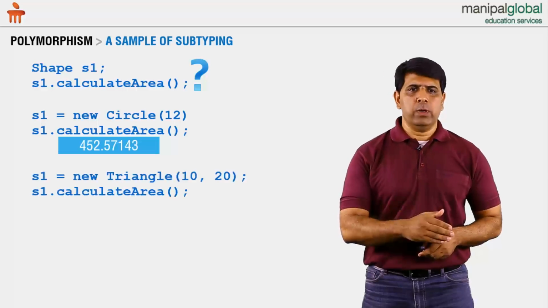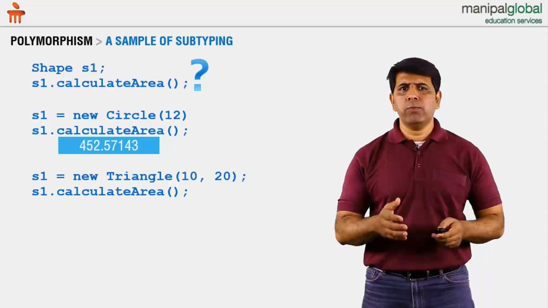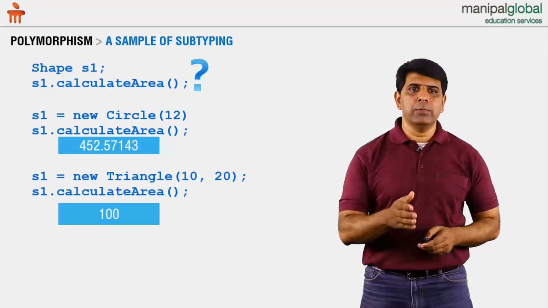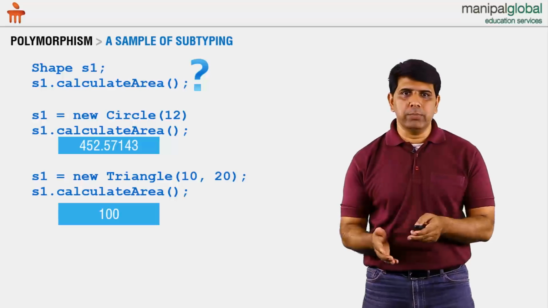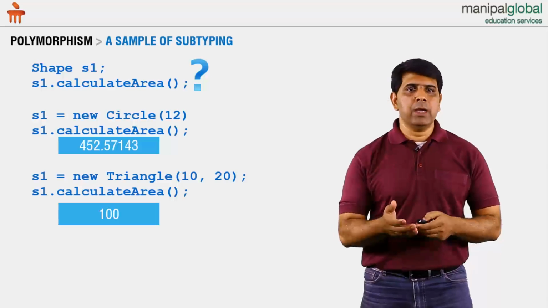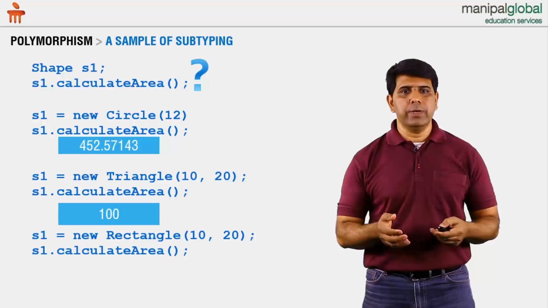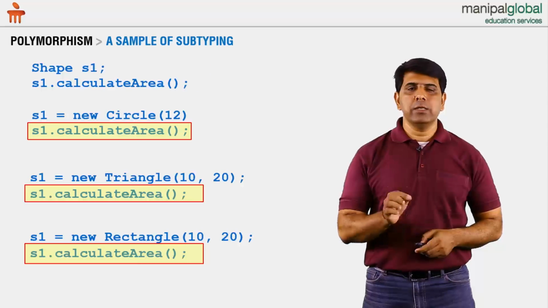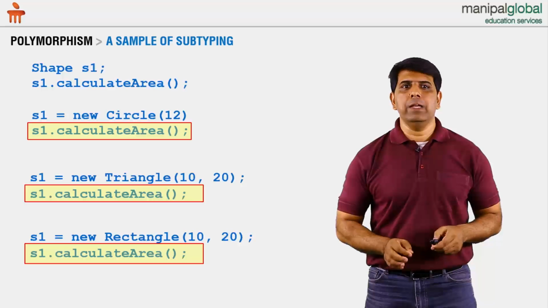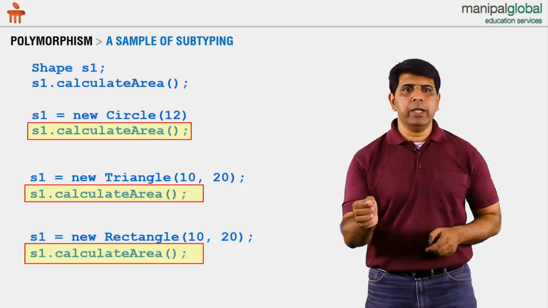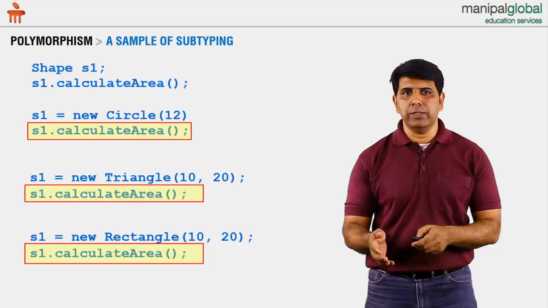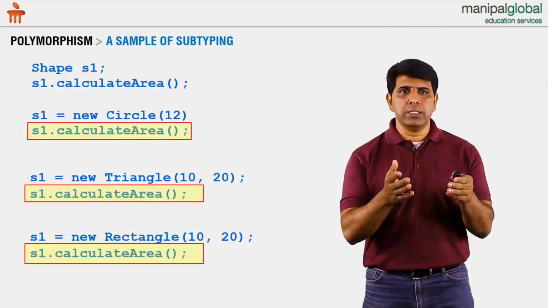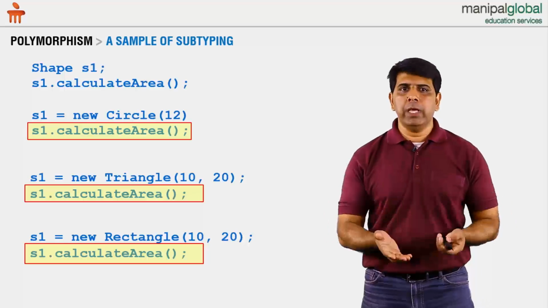Now, on the other hand, S1 is now referencing a triangle, and now I say, what's the area? Obviously, this time it's supposed to use a different formula. The formula would eventually multiply the two numbers and divide it by half. We get something like 100. What about a rectangle? It's a different result too. Now, what is supposed to be understood here is that these three functions are exactly identical for the compiler: S1.calculate area, S1.calculate area, S1.calculate area. There's no difference. But you saw that the output varies. So it is the same behavior called, but the way it behaved was different.